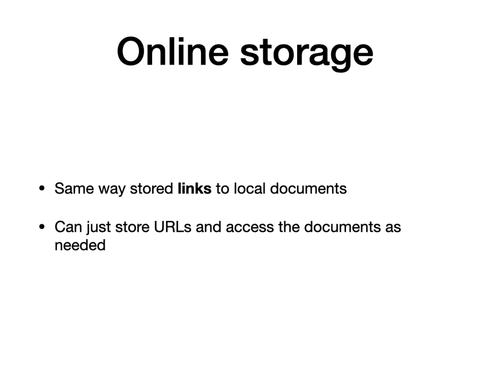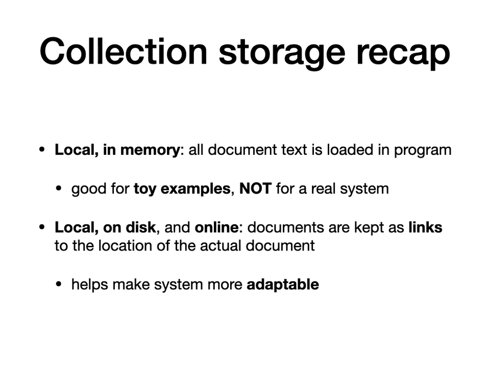So again, we're doing the same thing as we did on local documents. We're using links. Our collection is composed not of document text, but of links to documents. So now we just store those and access those documents as needed. This is just to illustrate the fundamental idea that storing things locally in memory is not great. That's good for toy examples and demonstrations and everything that we've kind of played with so far. You wouldn't do that on a real system. What you would do on a real system is you would use links.